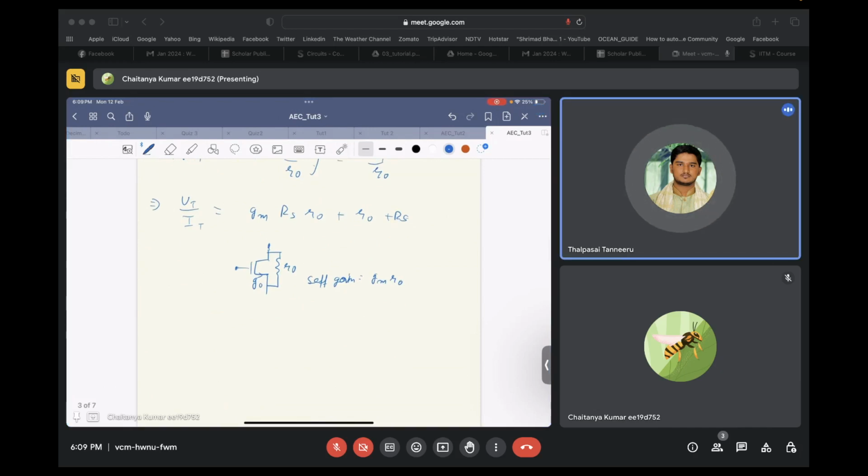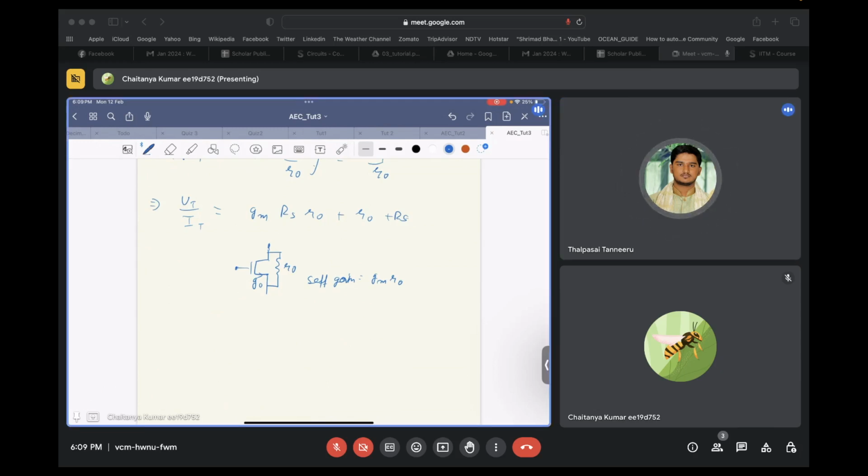Sir, small doubt: does self gain mean without applying any voltage? Self gain, as in, how does the concept of self gain come out? Let's say this was connected like this. It is basically the maximum gain that you get from the transistor when it's in common source configuration.